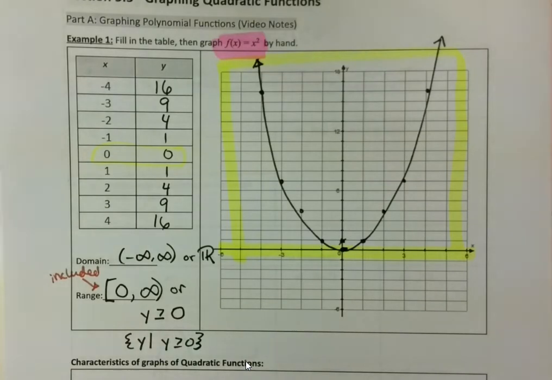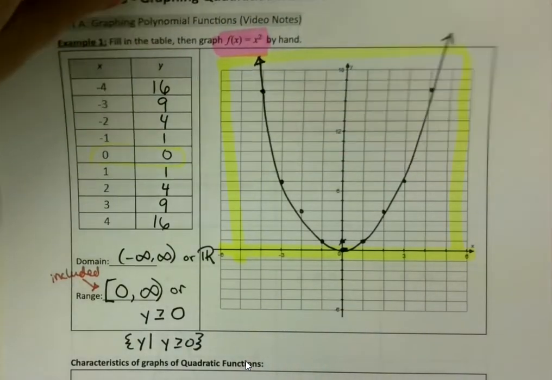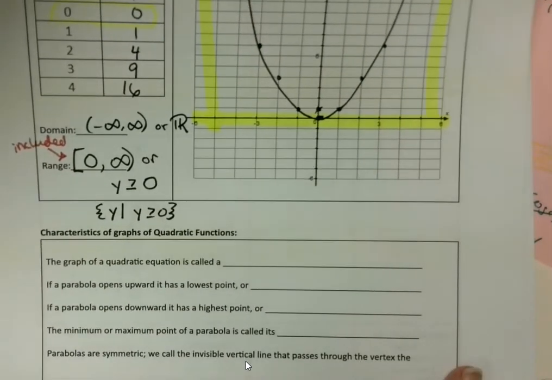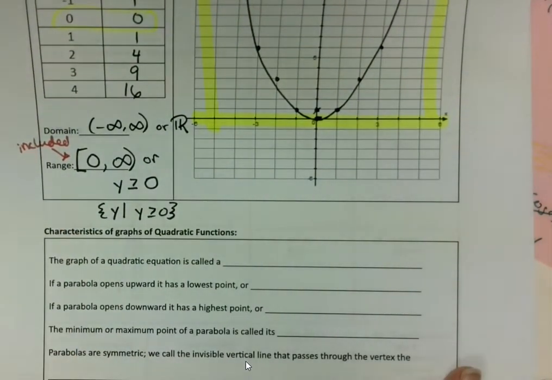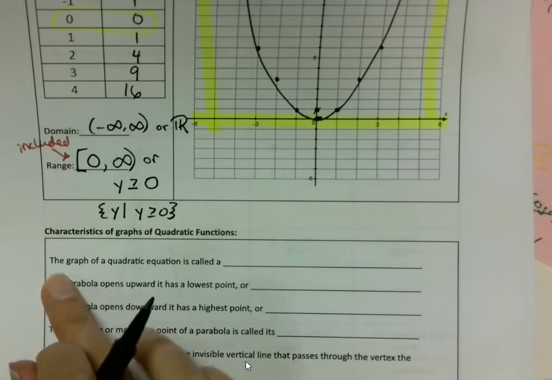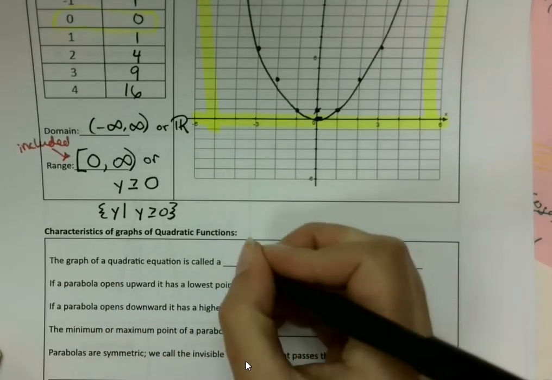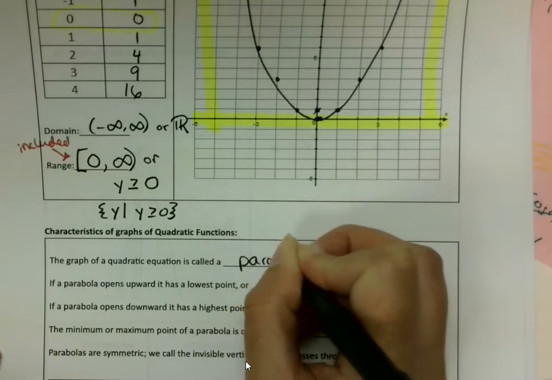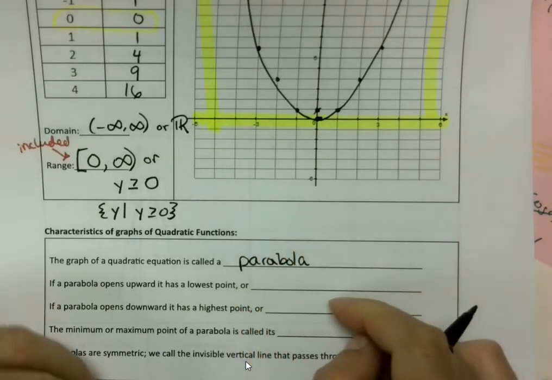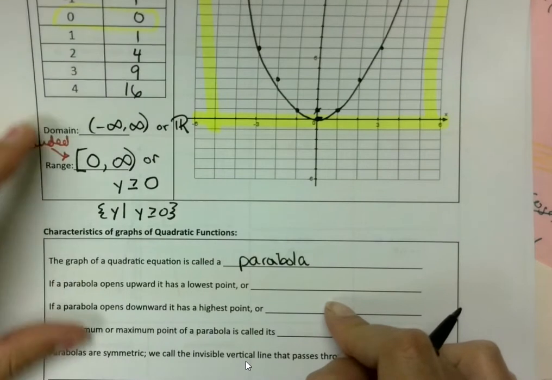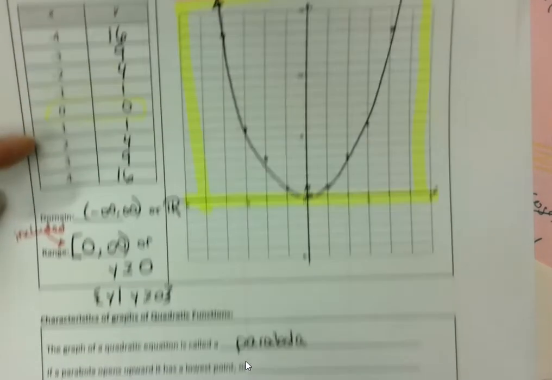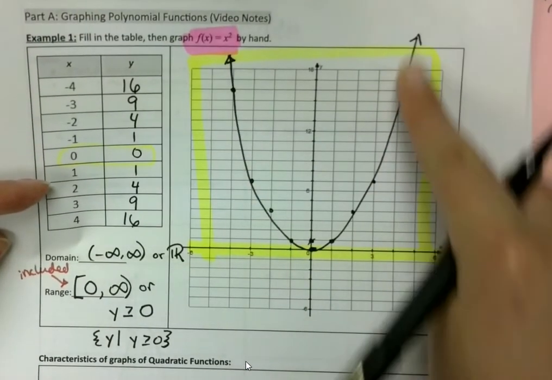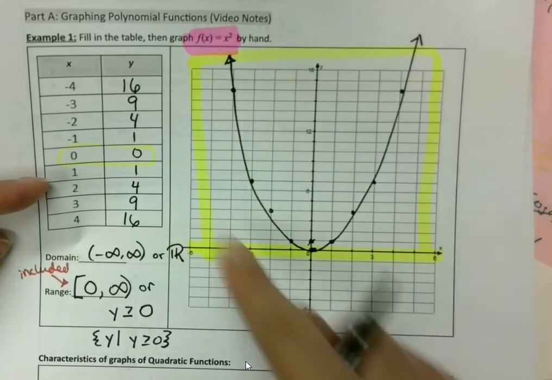All right. So if I take my page and move it up a little bit, we have some characteristics of graphs of quadratic functions down here. First, we see that the graph of a quadratic equation is called a parabola. Like the graph of a linear equation is called a line, the graph of a quadratic is called a parabola. A parabola is the name for this shape, this U-type shape. It's called the parabola.